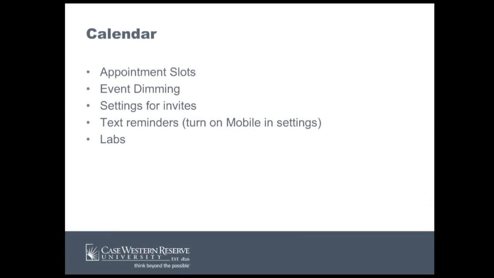So on your calendar, there is a feature called appointment slots. I'll show you that very quickly. Event dimming allows you to dim past and future events so that only your today shows up in the center, which some people like, so they can only look at one day at a time and see what their agenda is for today. You can set your settings for your invites, which are also under the calendar settings. I'm talking about how you use decline and how you accept messages. There are 3 different options there.